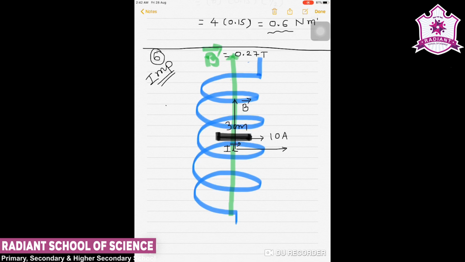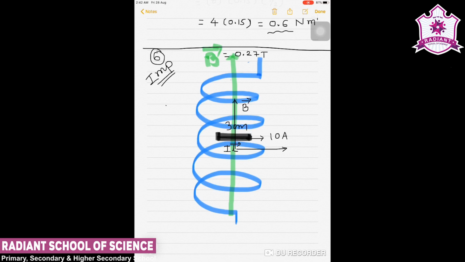Here in this question, first of all we will read this information: a 3 centimeter wire carrying a current of 10 ampere is placed inside a solenoid perpendicular to its axis. So here with a blue line I have shown the solenoid.